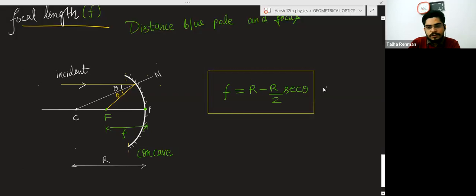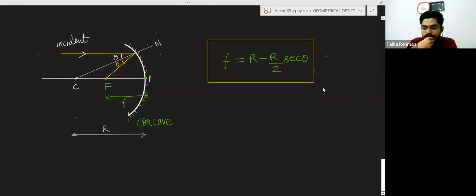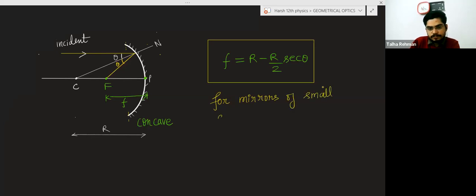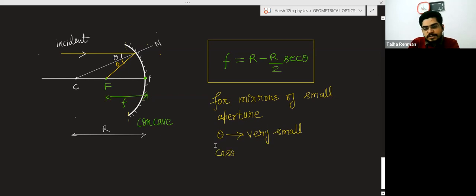f is equal to r minus r by 2 into sec theta. But in our syllabus, 90% of the time we will get mirrors of small aperture. So you can write: for mirrors of small aperture, this theta is very small. If this angle theta is very small, then theta is tending to 0, so cos theta is tending to 1.